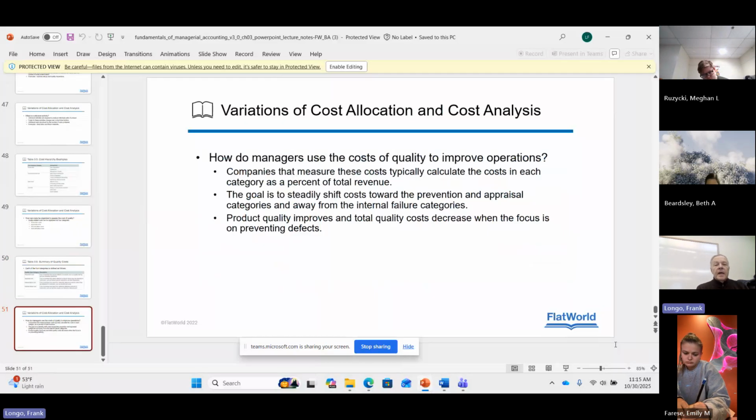So in terms of how we use costs of quality to improve operations, we're calculating costs in each category as a percent of revenue. So you can see why those that use activity-based costing, this is why. Because they're able to better measure cost.